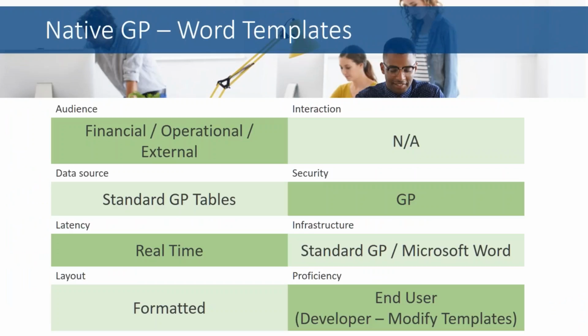Also inside of GP are Word templates. These are very similar to the GP reports, and the infrastructure behind that is Microsoft Word. So if you have a terminal server without Office installed, they'll be a little tricky to print because you will need access to Microsoft Word. They're a little bit more formatted, not quite so DOS looking. And this is your GP security as well. So it's still running from within GP.